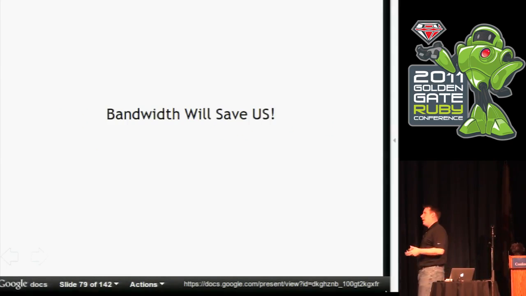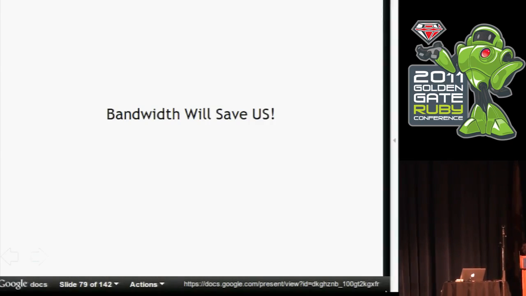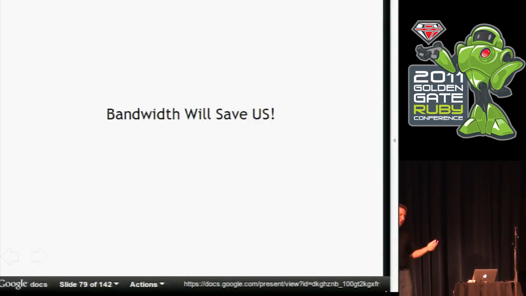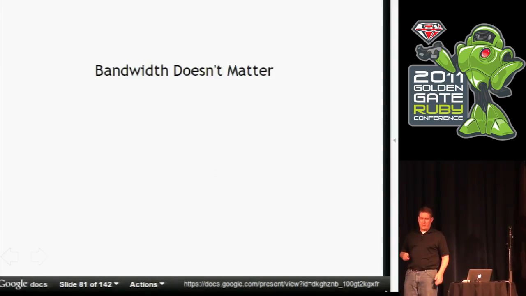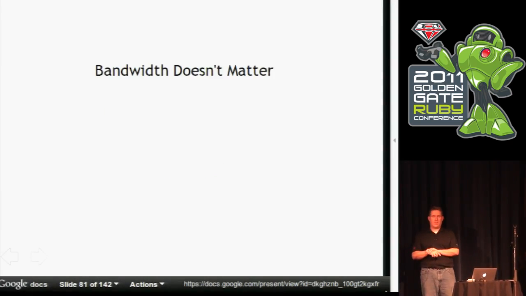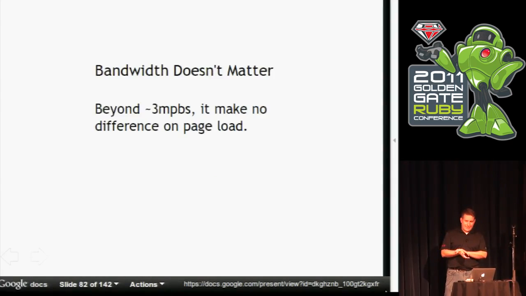So it's tempting to think, all right, do we really need another protocol? HTTP is fine, maybe bandwidth is going to save us. But in a couple of years we're going to have 6G and gigabit Ethernet coming in. We don't need to worry about this. We'll just hang out until bandwidth comes along and saves us. Turns out bandwidth doesn't matter, not for page load time.